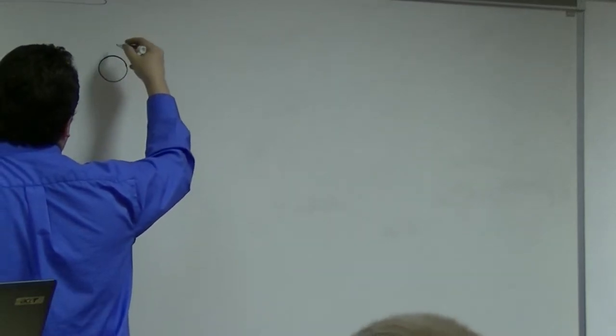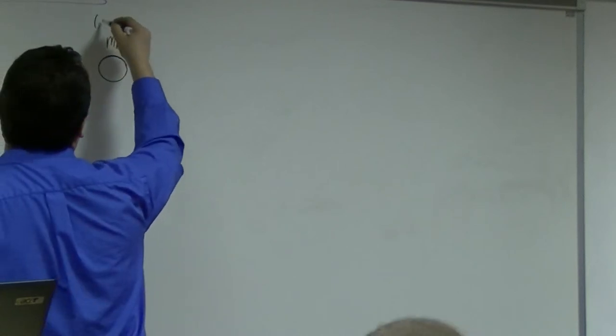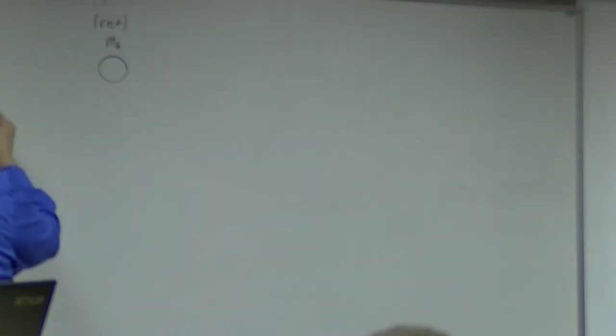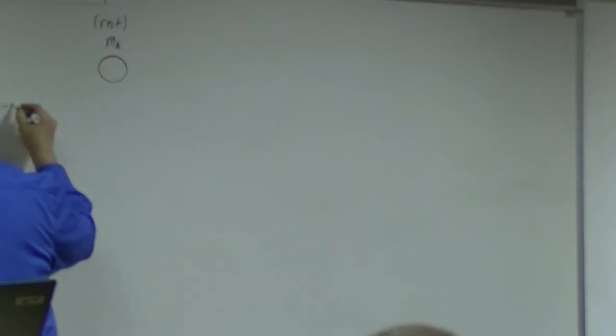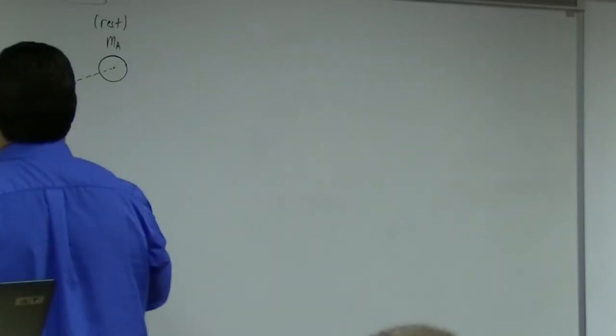So here we go. Suppose you have MA sitting here at rest. And then suppose you have MB here. I guess we can make M, fine. I'm probably setting this up wrong. I'm a little worried I couldn't find it in my notes. But let's suppose it goes and it hits the ball. So this has initial velocity, say V naught.